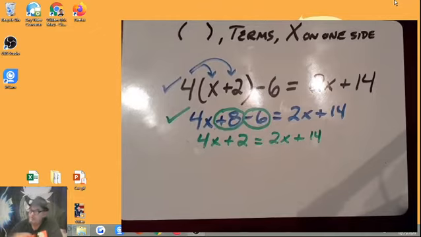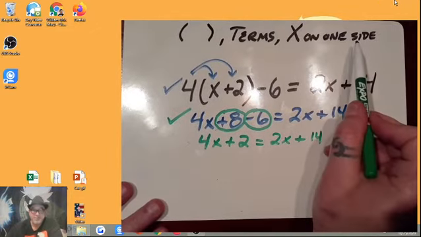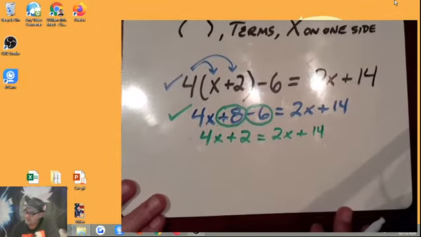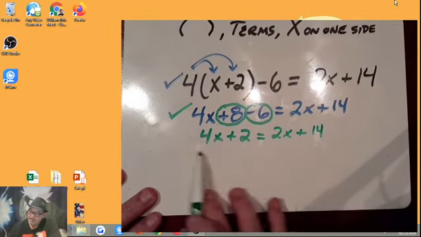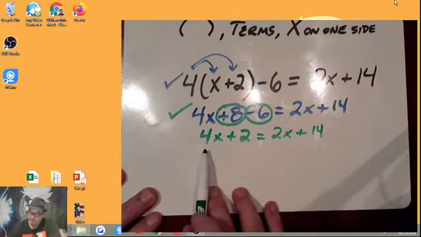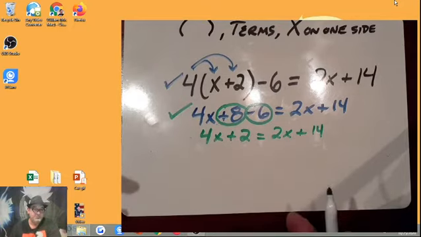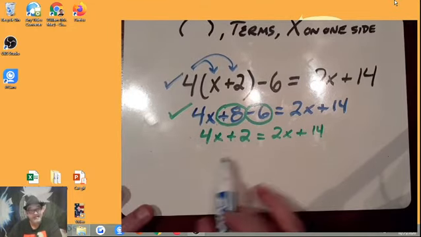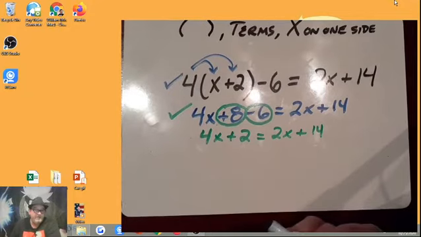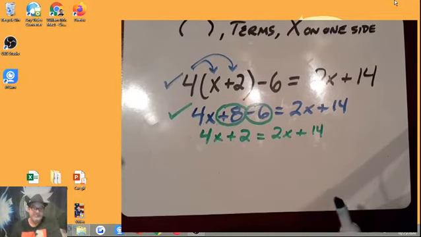Last thing we look for, are my variables on one side of the equal sign? Well, here they're not. I've got X's over here, and I've got X's over here. So, we need to pick a side and get rid of X's on one side. I usually like to have my X's or variables on the left, but it doesn't really matter. No matter which side you pick, the answer is still going to come out the same. Trust me on that.